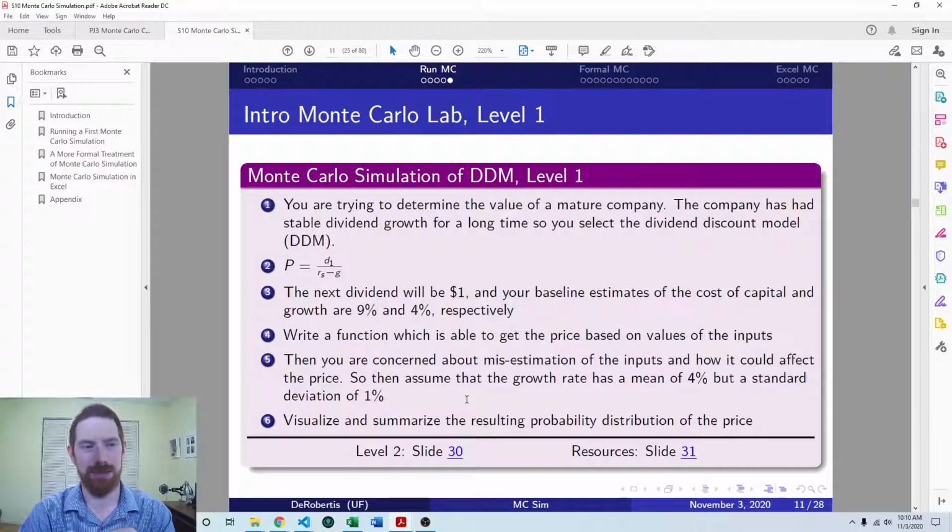So what you need to do in addition to building the base model and building the simulation is you need to be able to check the simulation inputs before passing it through the model. And you want to check that the cost of capital is indeed greater than the growth rate. And if not, just reject that simulation. You want to draw new inputs because it's not a valid run of the model.